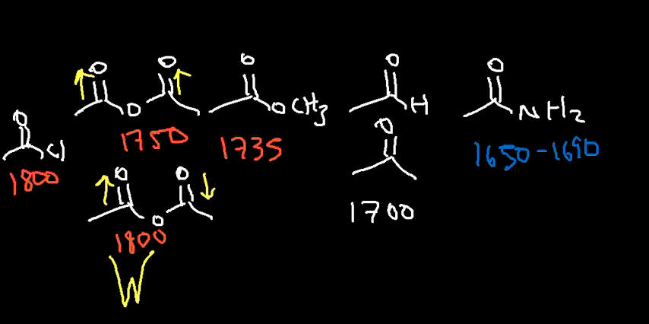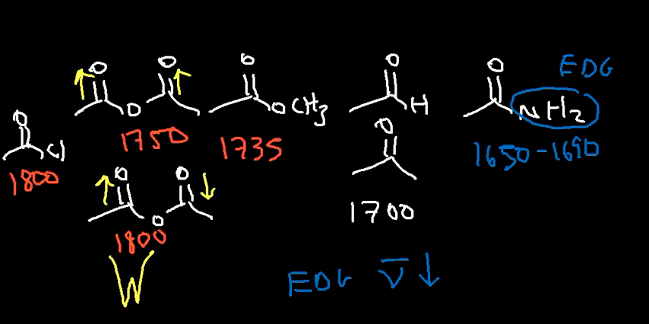So as you can see, when you have a strong electron donating group, like an amine group, the wave number actually decreases. And when you have an electron withdrawing group, like a chlorine, the wave number actually increases. Now let's talk about why.